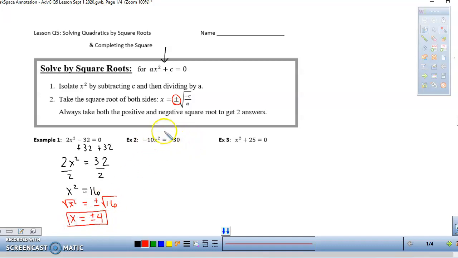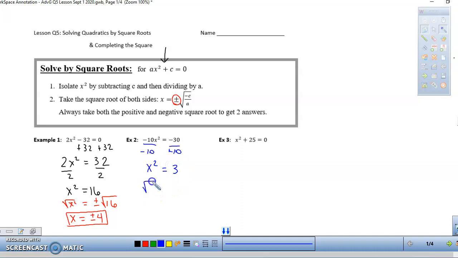Okay, so for number 2, why don't you pause and try number 2 on your own. Okay, welcome back. So what we are going to do here, again, get x squared by itself. Well, the 30 has already been moved over. So subtract the 30, you get negative 30. So we're simply going to divide by negative 10. And again, the only reason we can do this is because there is no x term to deal with. So now I have x squared, and then negative 30 divided by negative 10 is 3.